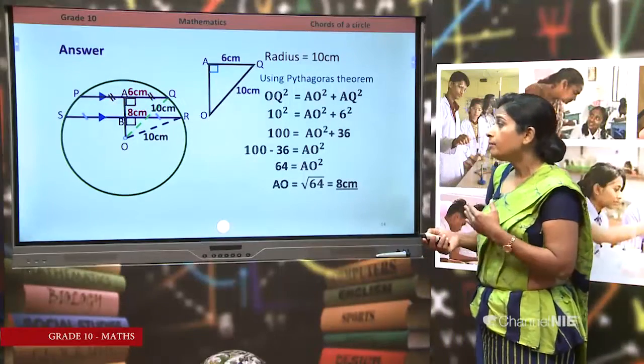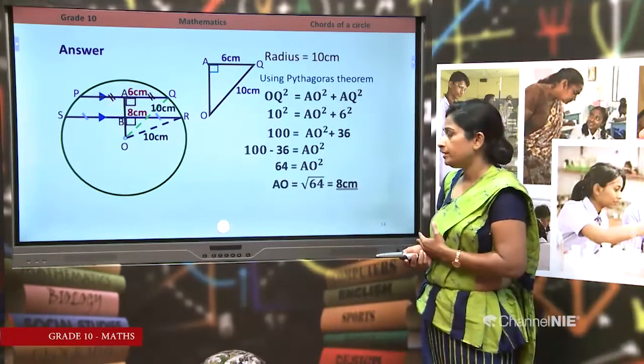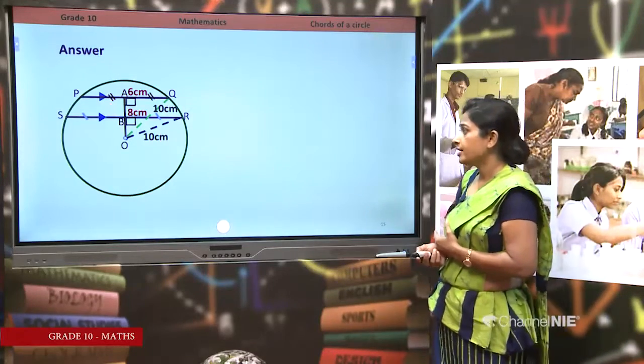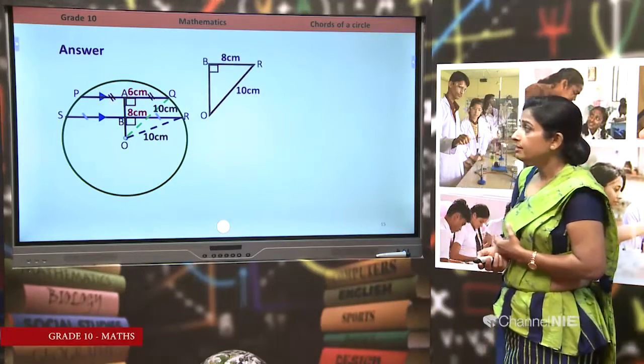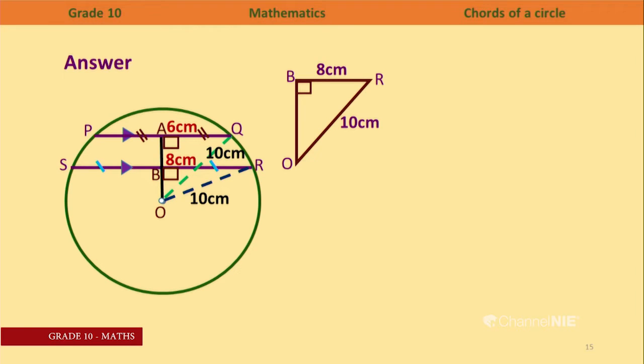Now I am trying to find the OB length. How do we find the OB length? Here also we have to use a right angle triangle. We can consider the right angle triangle OBR. Here also we know the lengths of two sides, OR and BR. So, we should find OB.